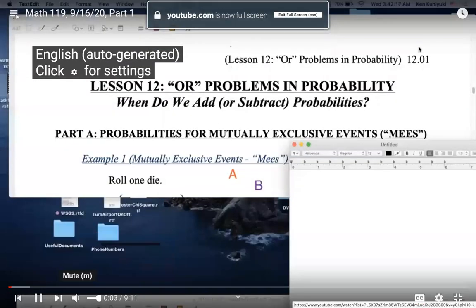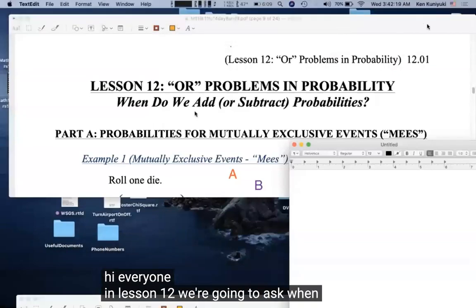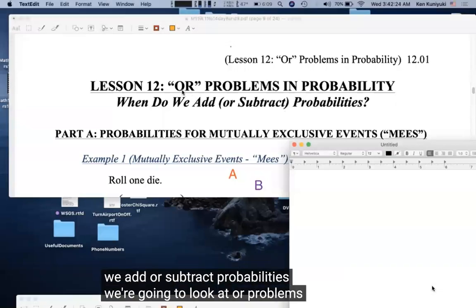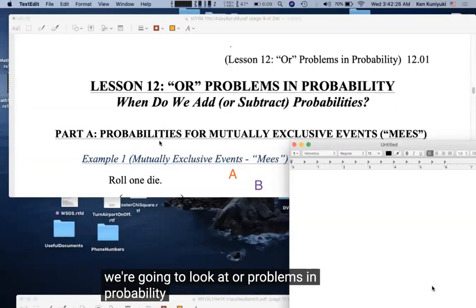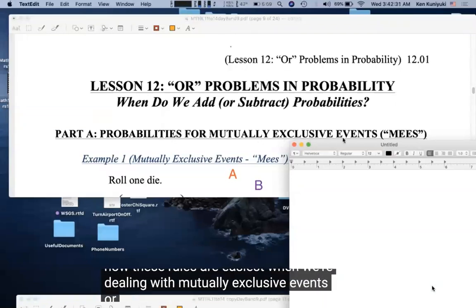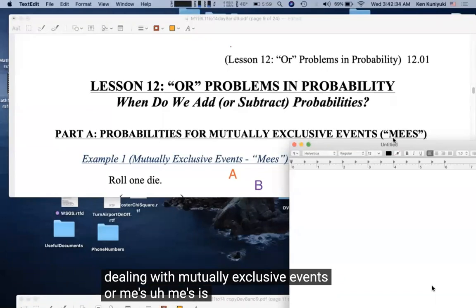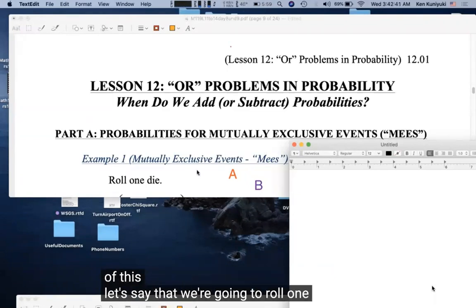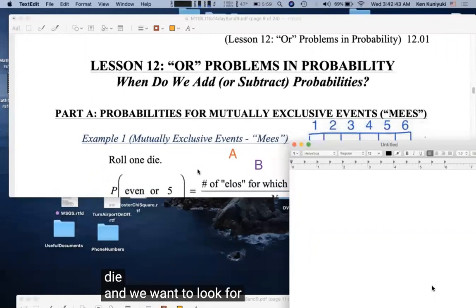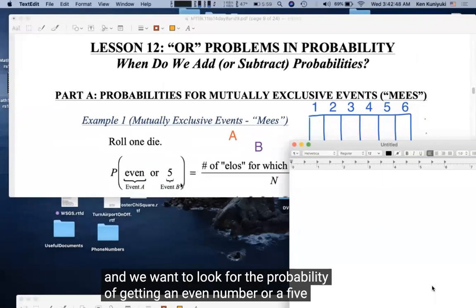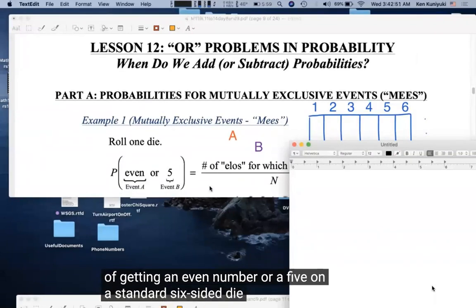Hi, everyone. In lesson 12, we're going to ask, when do we add or subtract probabilities? We're going to look at OR problems in probability. Now, these rules are easiest when we're dealing with mutually exclusive events, or MEES. MEES is my acronym. It's not official. So what's an example of this? Let's say that we're going to roll 1 die, and we want to look for the probability of getting an even number or a 5 on a standard 6-sided die.